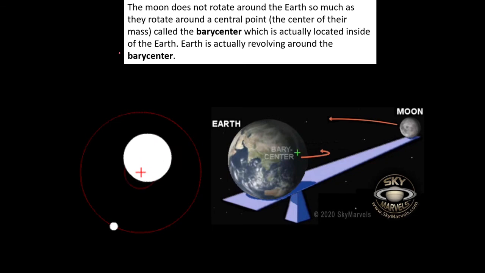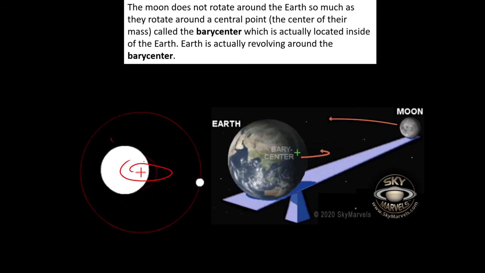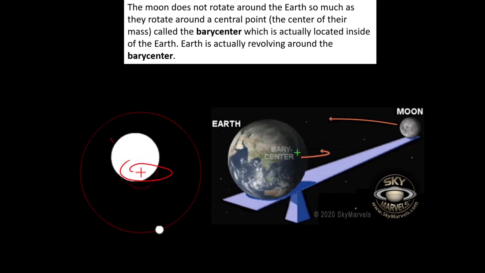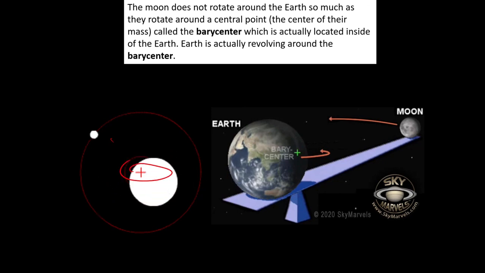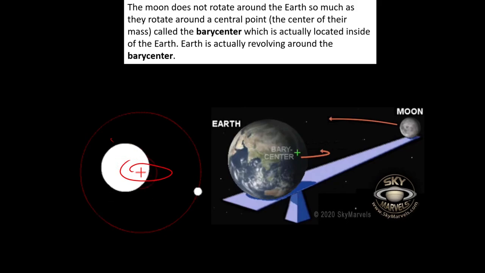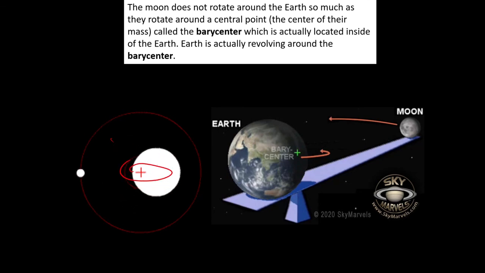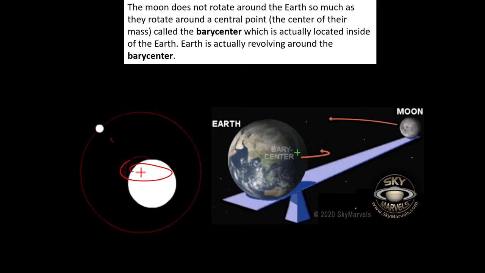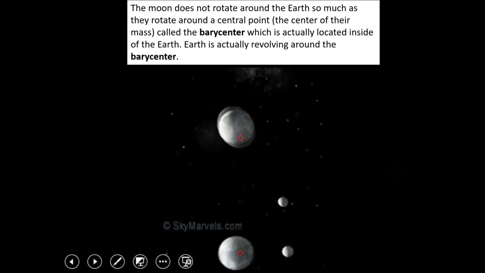So you can see the barycenter right here. And you can see that both the Earth and the Moon are actually rotating around that barycenter. That's what's happening, while what's rotating around the sun is the barycenter. Okay, so the Earth is doing these orbits, not around the Moon per se, but around the barycenter, their center of mass. So just kind of FYI, that happens too.